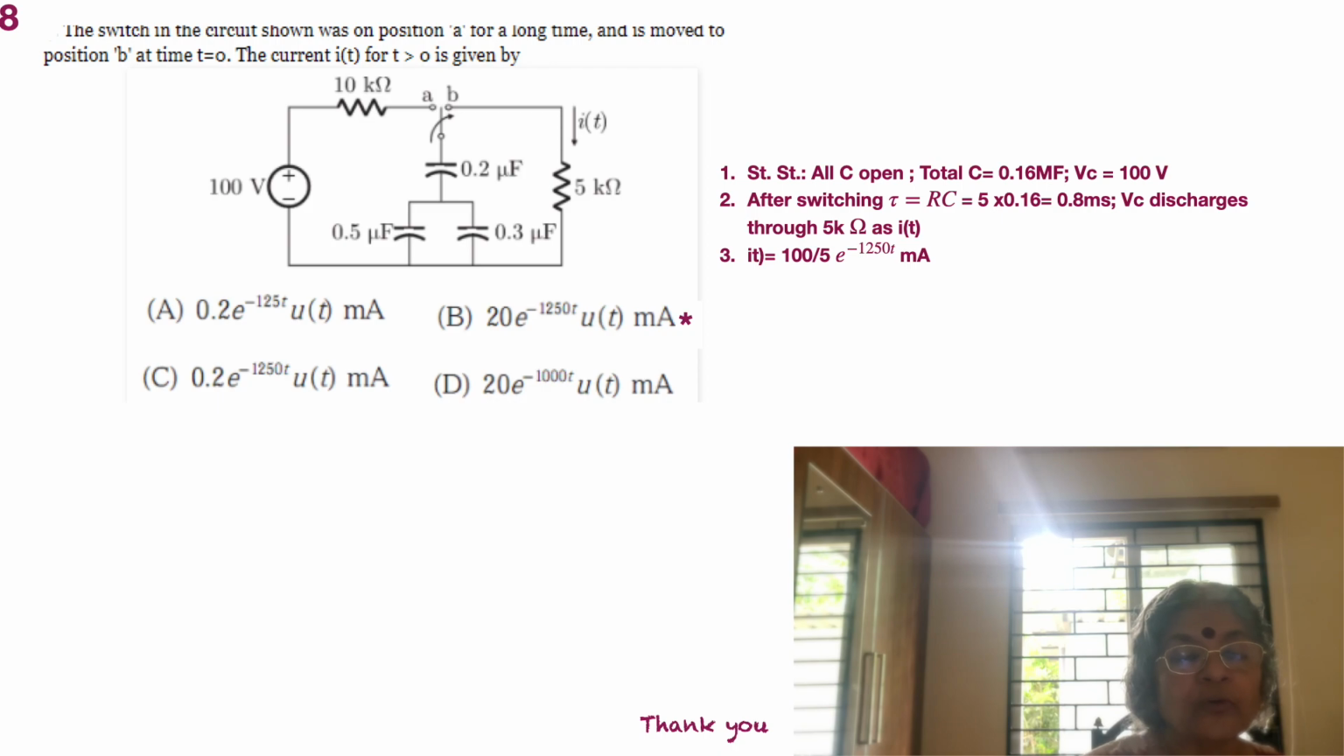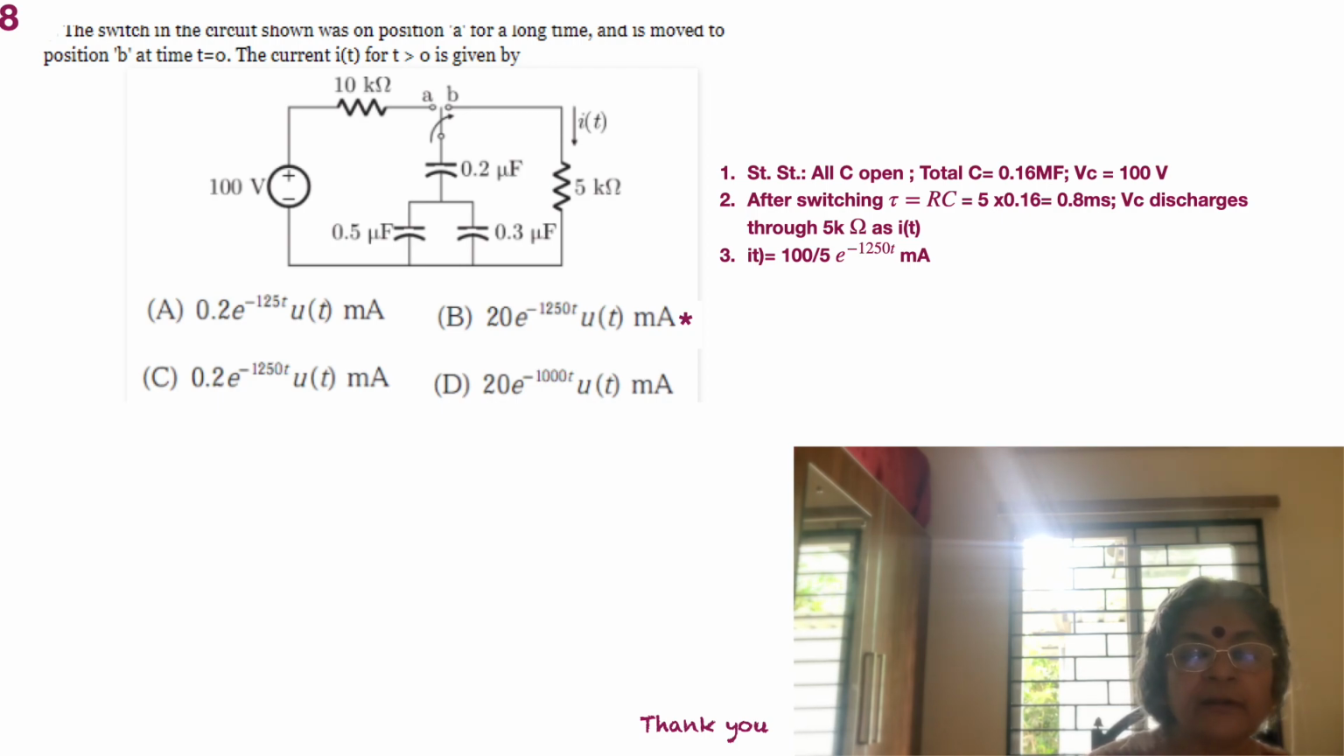After switching, tau is equal to RC. So we have 5 into 0.16, where 5 is kilo and 0.16 is micro. Together we have 0.8 milliseconds. And VC discharges through 5 kilo ohms as iT.